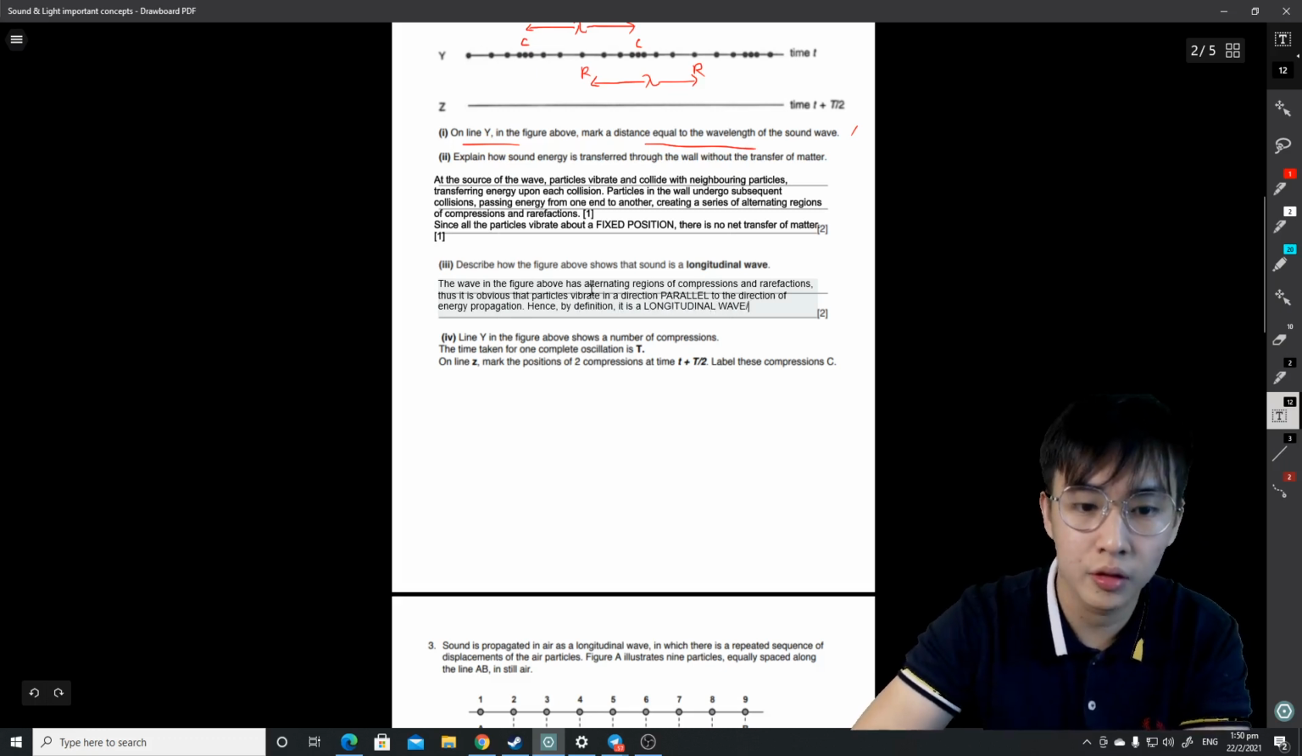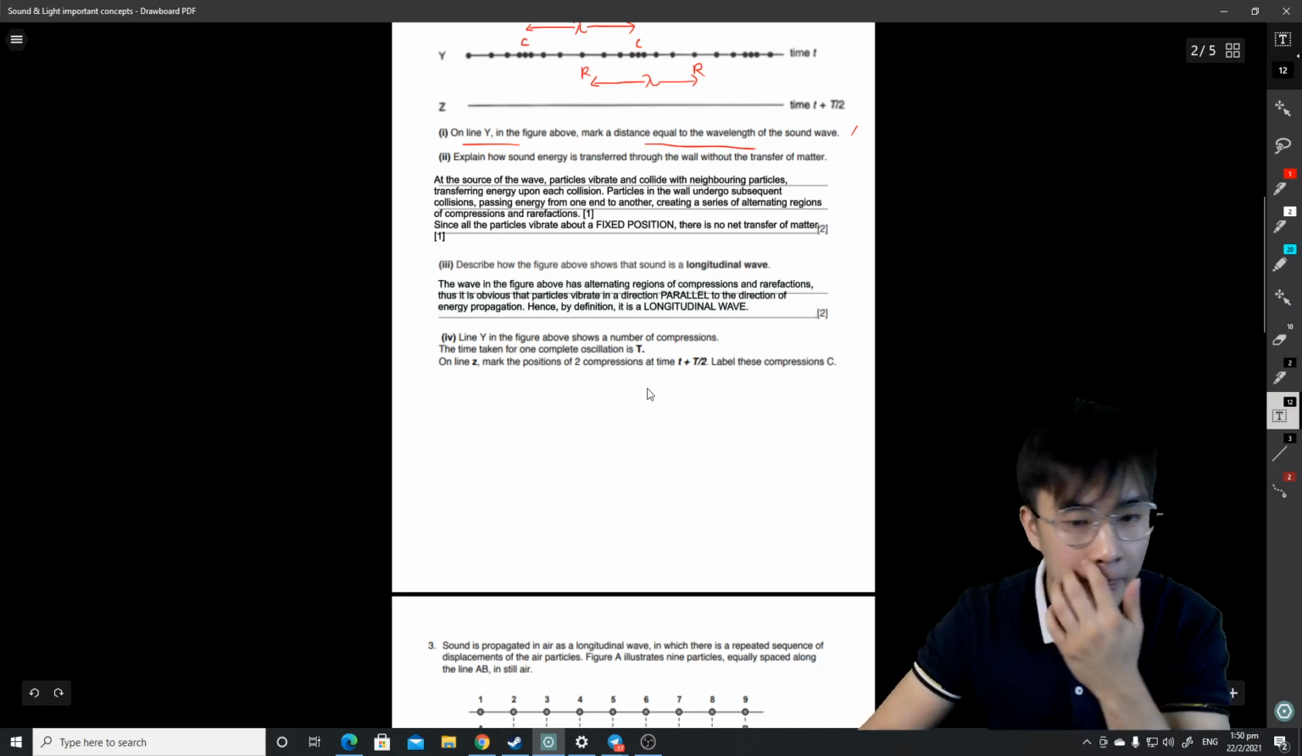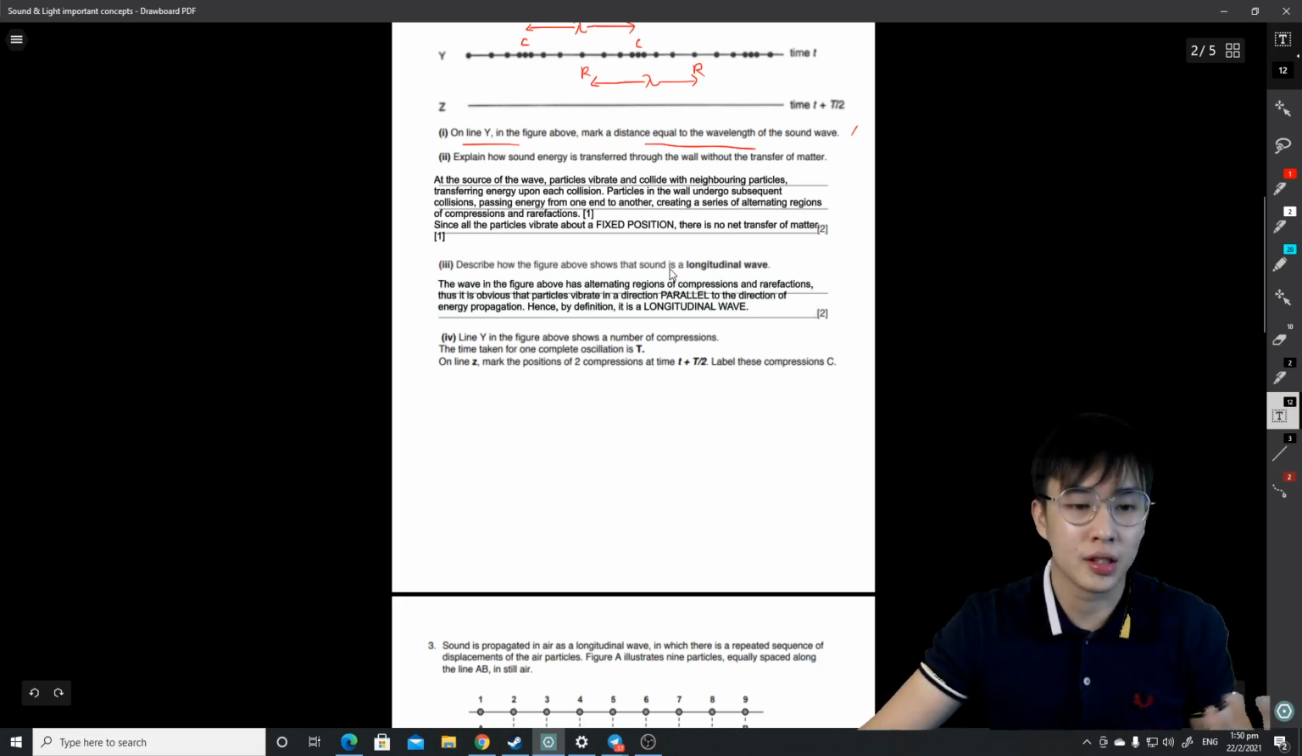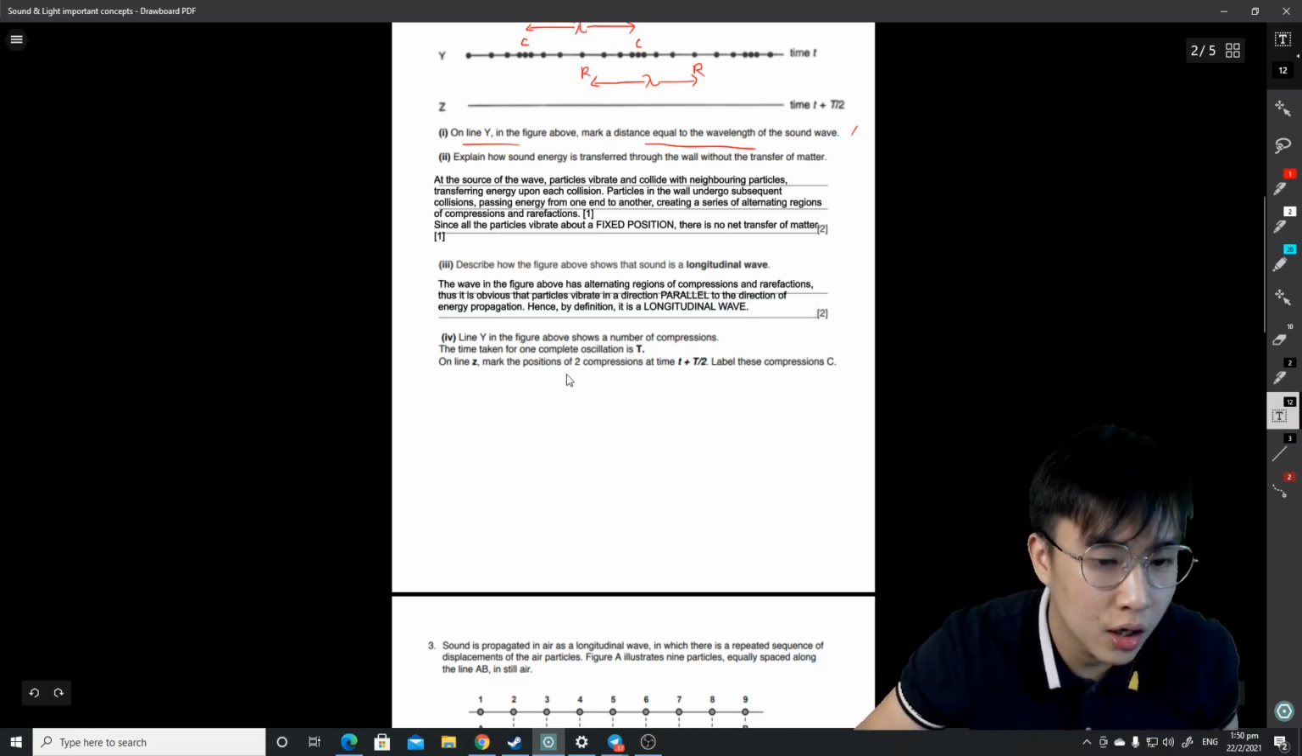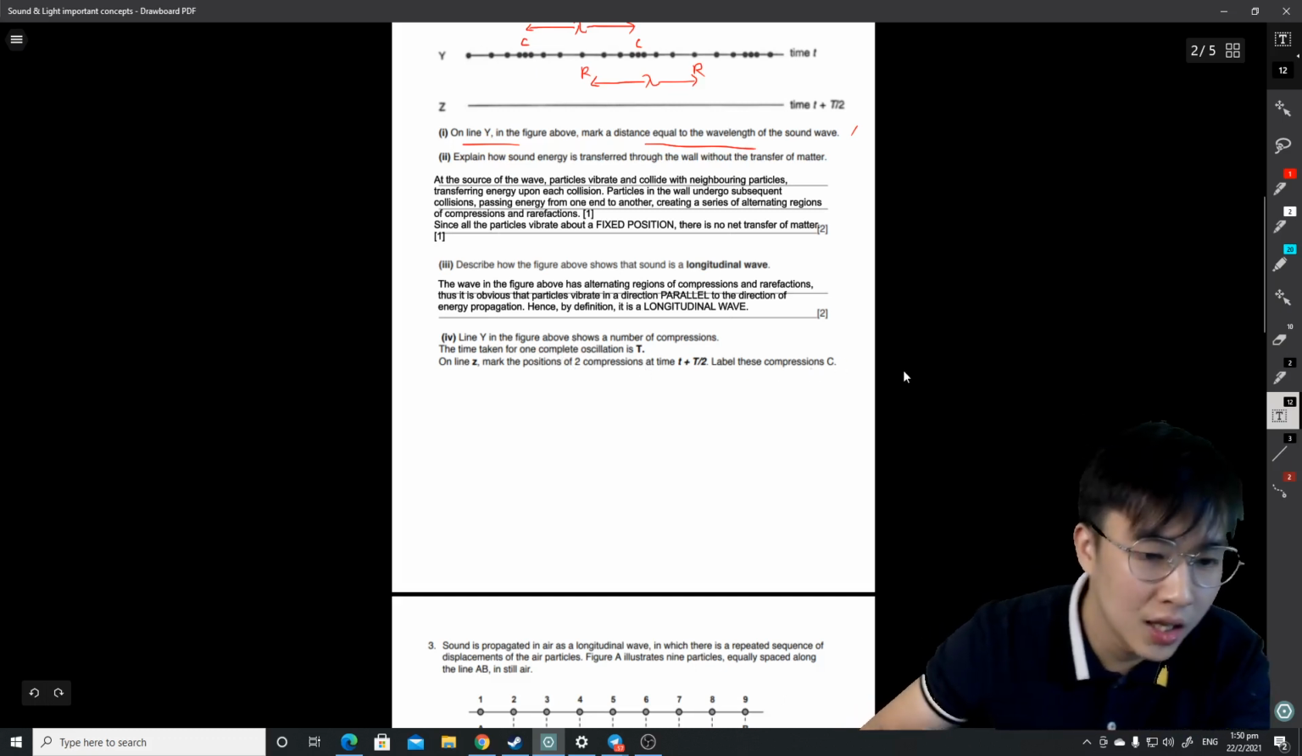Longitudinal. Okay, very simple concept. That's pretty much it. Yes, I hope this was rather insightful for you all. Now look over here, the last part.